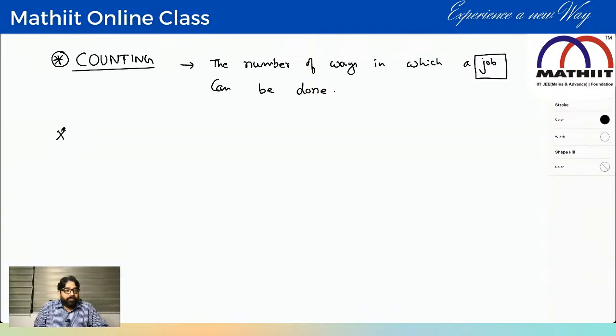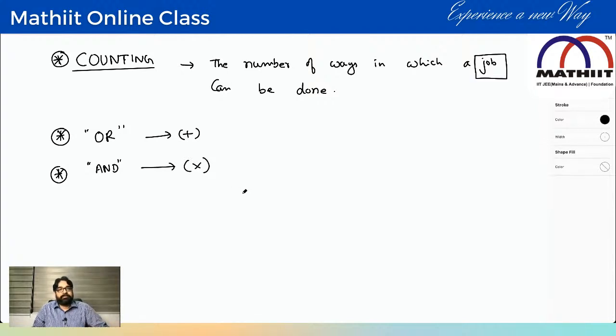The second thing we should know, this is the main thing. What exactly should we know? There are two rules: addition and multiplication. Whenever between two jobs there is the word 'or', it means you have to add the counting. Whatever number of ways are there, between them you have to put the addition sign. The second thing you should know is the word 'and'. I will explain all these points, don't worry. Initially, you have to write a few points. 'And' means multiplication. That will show the rule of multiplication.